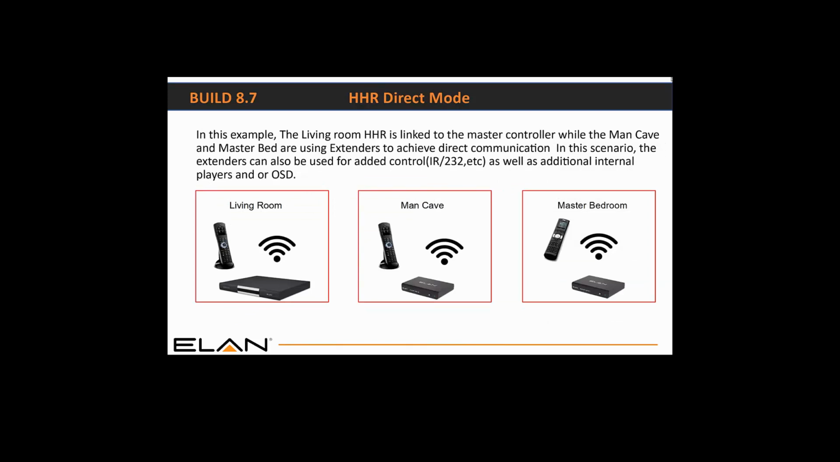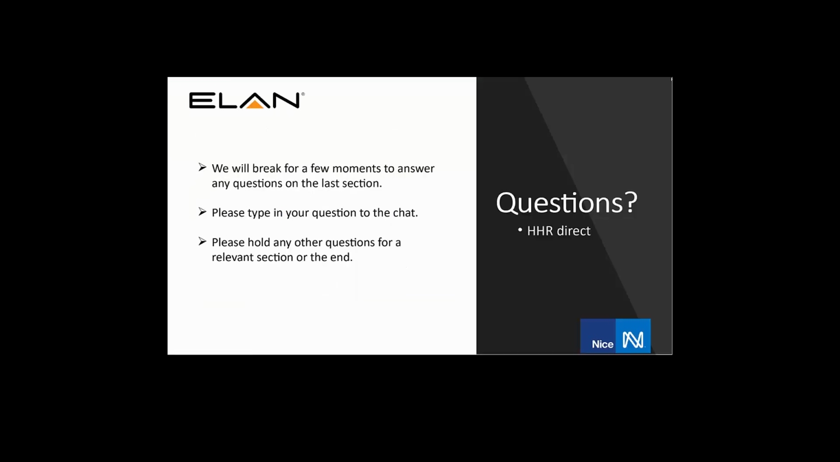So just a little graphic, I think a picture is worth a thousand words. This is kind of like a project where you might use an extender, or two extenders and a master controller. You have a living room close to the master, so you would use that. And you might have an extender. Remember, you might use these for another audio player and a long internal player. Maybe you're using IR or 232, maybe OSD. So you can use these extenders for multiple things. And if there's one that's close to these different areas, you can also use it for direct HHR communication, which is convenient.